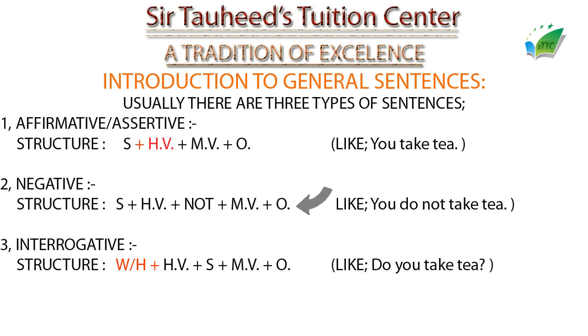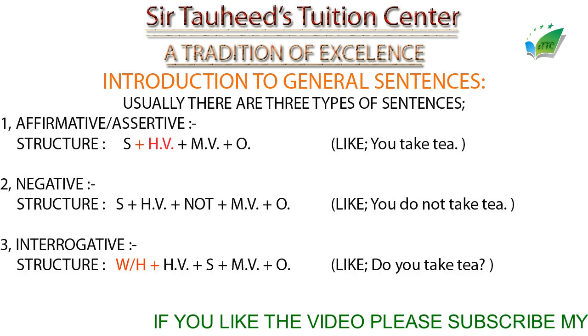Then after it, in the fourth place we use main verb form of verb, and in the fifth place there is object, such as: you do not take tea. Now you is subject, do is helping verb, not is a word to make the sentence negative, and take is main verb, and tea is object here. You do not take tea. You can see here are only 5 elements, 5 words, and they all consist of different elements.